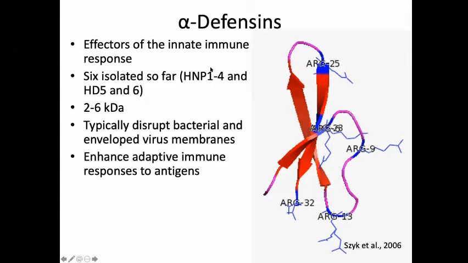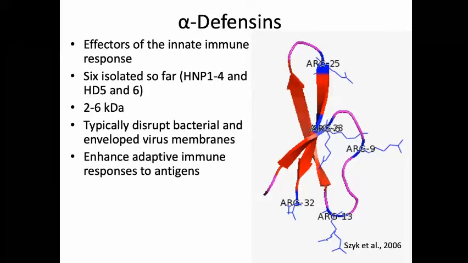Some are called HMP1 through 4. These are primarily secreted from neutrophil cells, which is an immune system cell. And there's also HD5 and 6. We're going to specifically focus on HD5 for today's presentation, which is probably one of the most well-studied alpha defensins. They are roughly 2 to 6 kilodaltons in size.